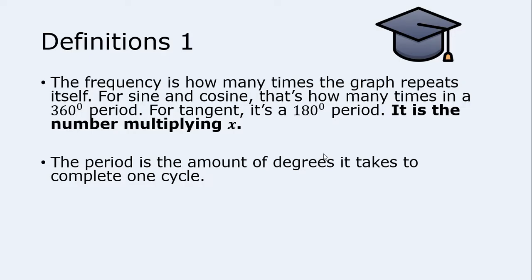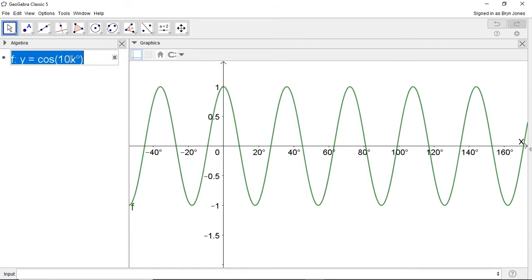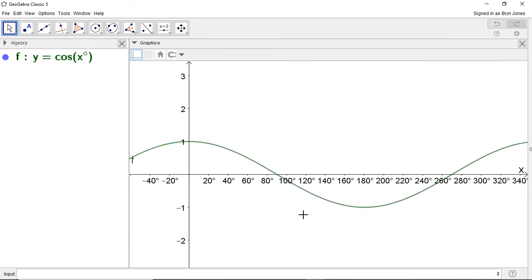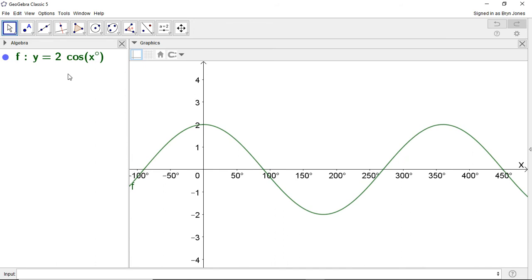Okay, so a couple more definitions that I'll show you. The amplitude is the height of the graph. So if I go back to just the normal graph here, the maximum height is 1, and the lowest point is -1. So the amplitude is 1. Let's mess around with the number in front of cosine here. Let's make it 2. Can you see how we've not squished the graph, but what we've done is stretched it? And you can now see that the amplitude is 2. The highest point, the top of the hill, is 2.